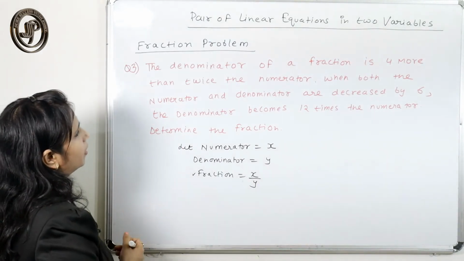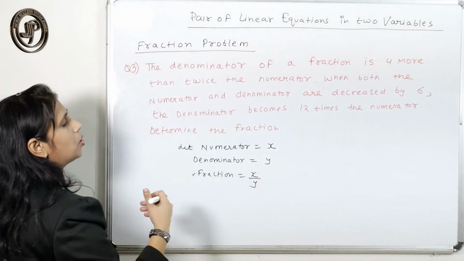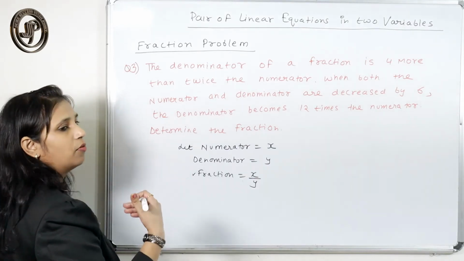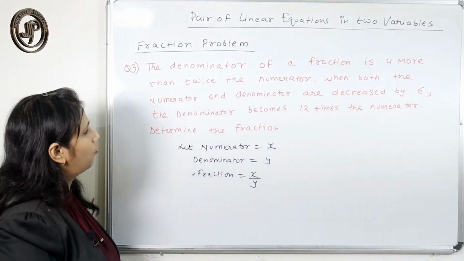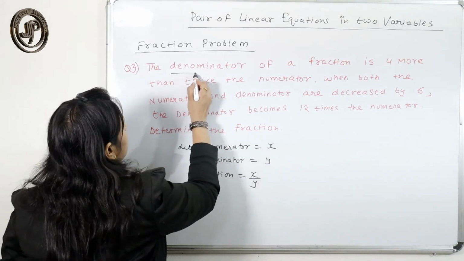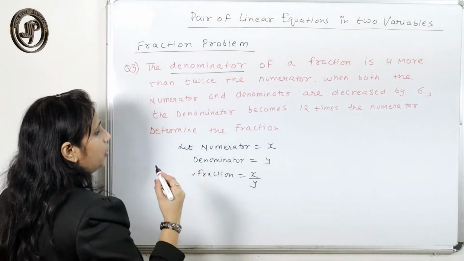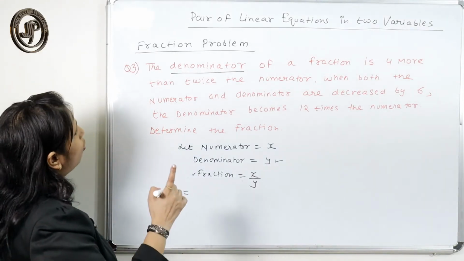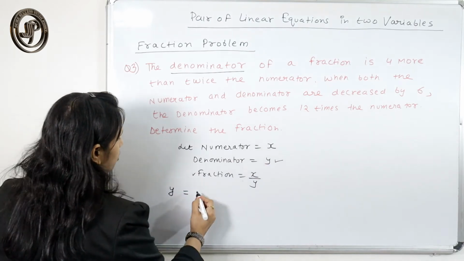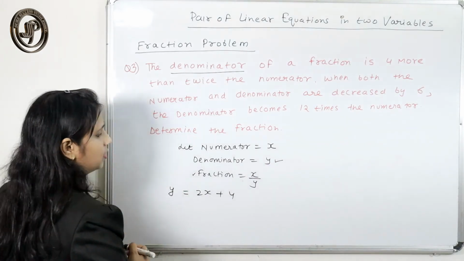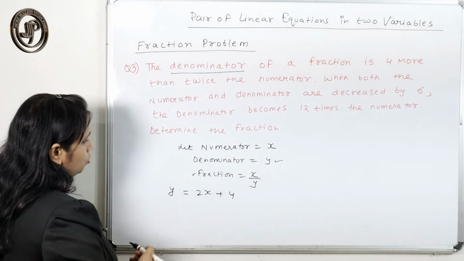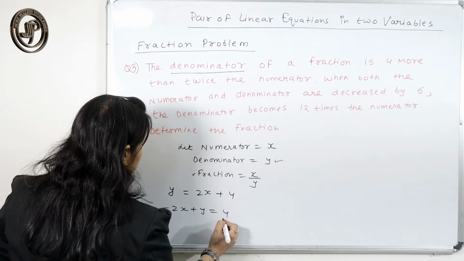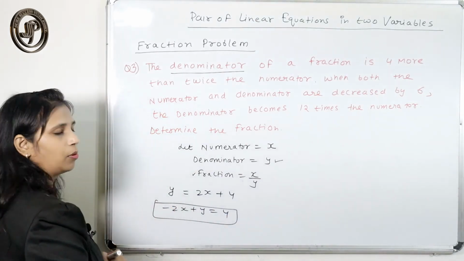Now whatever is given in the question, you have to use that information and convert it into equation form. The question says the denominator of a fraction, denominator is y, is 4 more than twice the numerator. So in this way I can make the equation: minus 2x plus y is equal to 4. That is my first equation.